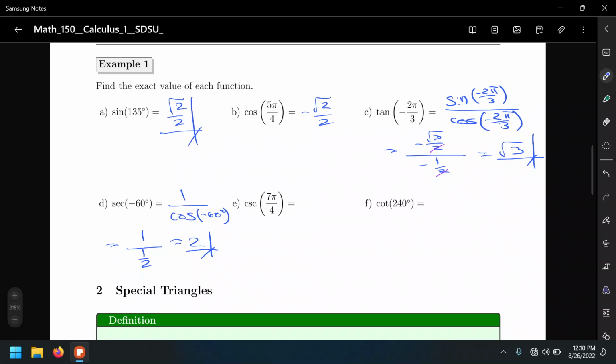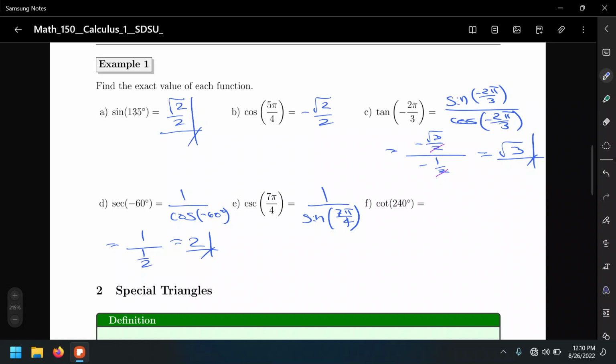Cosecant of 7 pi over 4 first. Well, we don't have cosecant on the unit circle, only sines and cosines. So let's write cosecant in terms of either sine or cosine. In particular, we know that cosecant is the same as 1 over sine. And let's locate sine of 7 pi over 4.